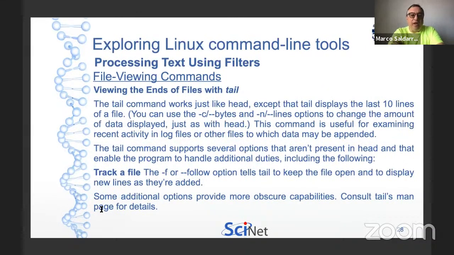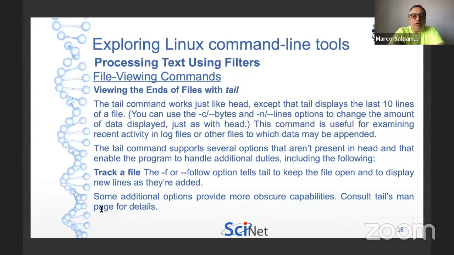Okay, the opposite of head is tail. Tail works just like head, but tail displays the last lines of the file. So the default is the last 10 lines of the file. And you can use minus c for bytes or minus n for lines to change the amount of data displayed.